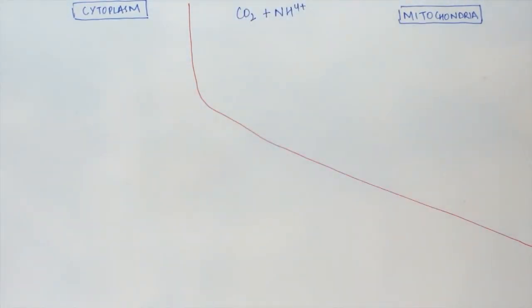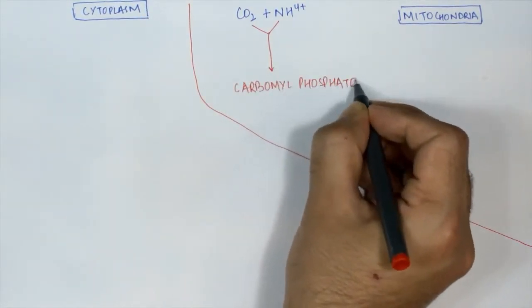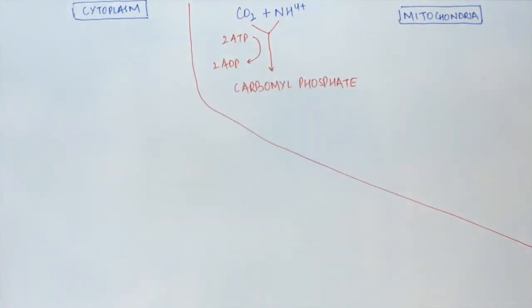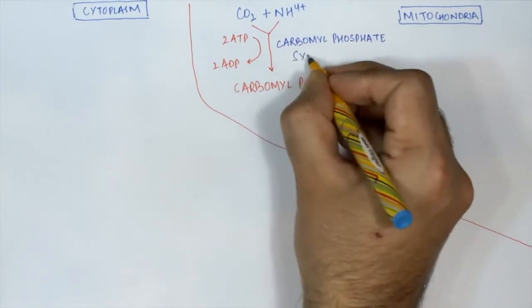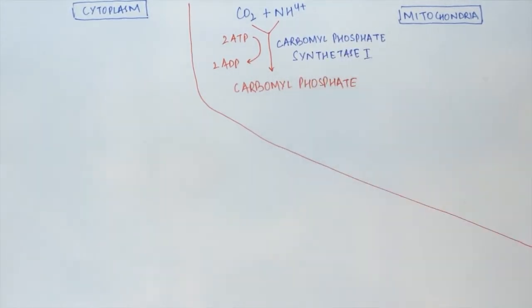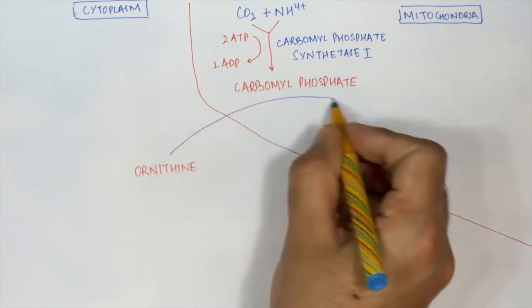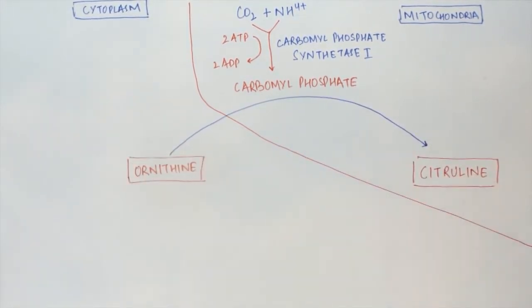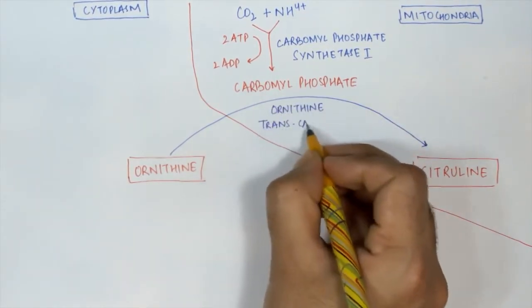The combination of carbon dioxide and ammonium ions produces carbamyl phosphate. This reaction requires 2 ATP molecules and it also requires the enzyme carbamyl phosphate synthetase 1. After the formation of carbamyl phosphate, this combines with the amino acid ornithine and leads to the formation of citrulline. Now this reaction is catalyzed by the enzyme ornithine transcarbamylase.